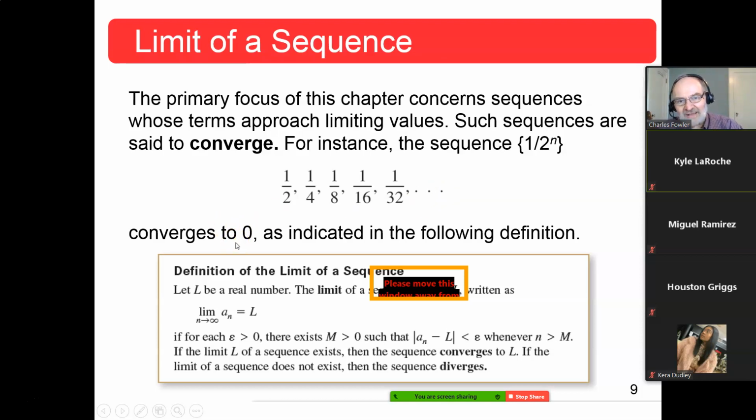Notice it doesn't go negative, and we wouldn't expect it to. Nothing's negative here, so there's no way it could. So it's getting smaller and smaller and smaller. Must be going, in this case, to 0. So here's the definition that tells you indeed that does converge, that it does have a limit. Let L be a real number. That's a very distinct phrase, isn't it? The limit of a sequence.